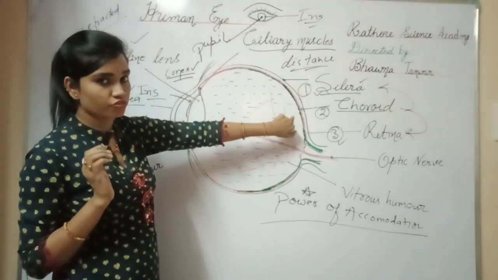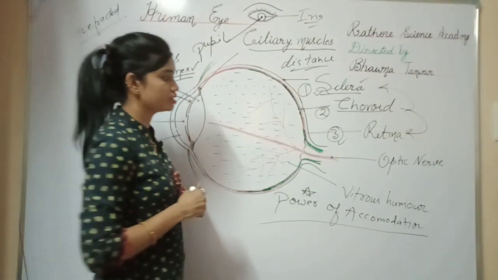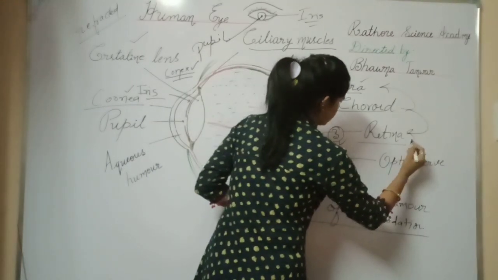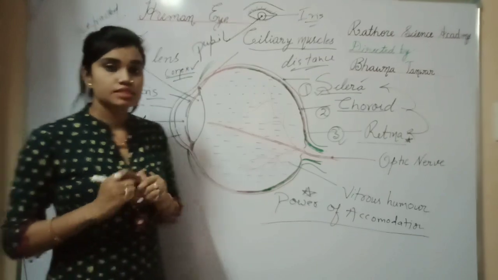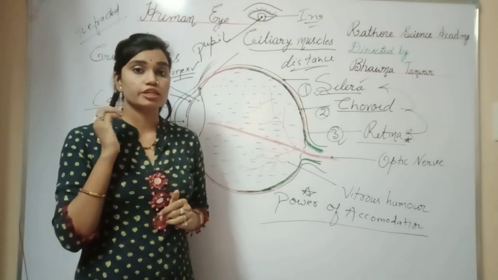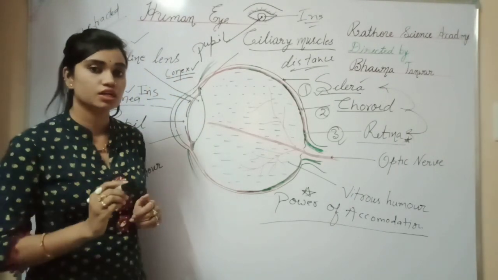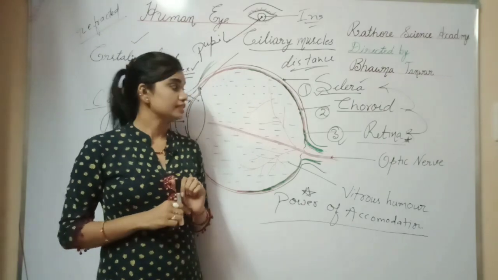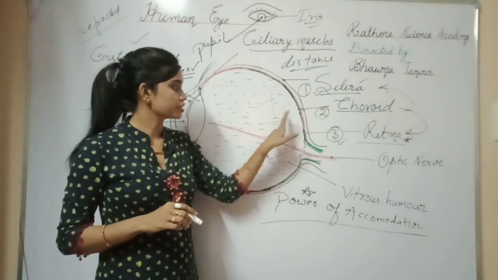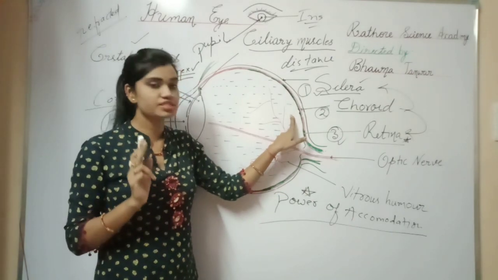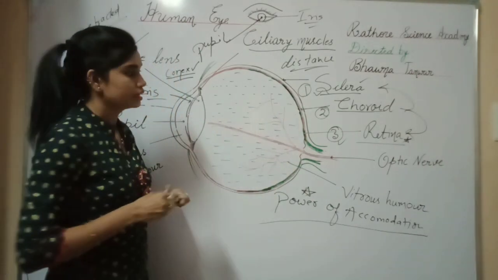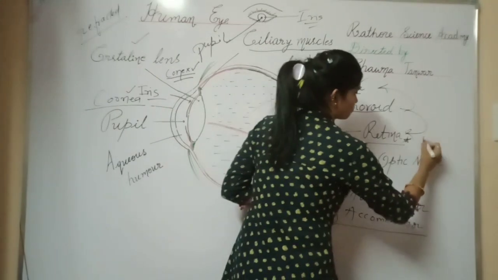Now see, just below the choroid, the innermost layer of the eye is present. What is the name of the innermost layer of the eye? That is the retina. The retina is also important. It is the place where image formation occurs. Whatever we see, the image of that object is formed on the retina. And always remember that an inverted image is formed on the retina.